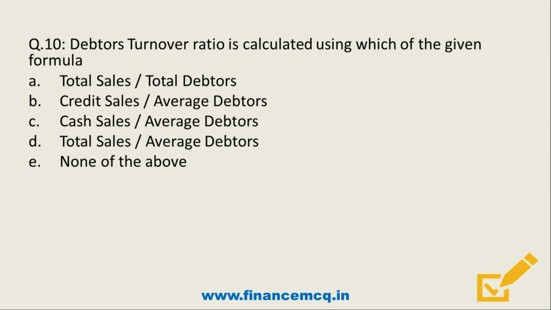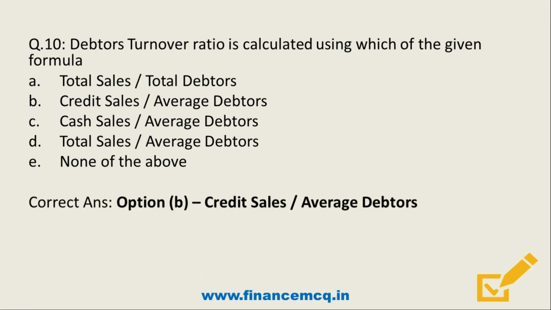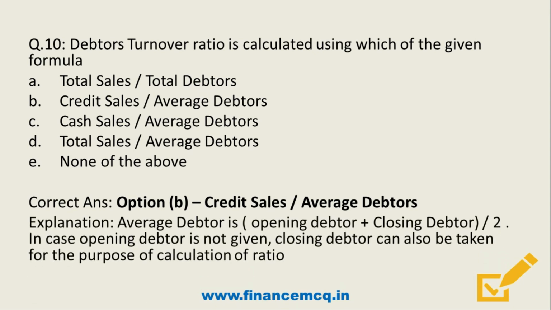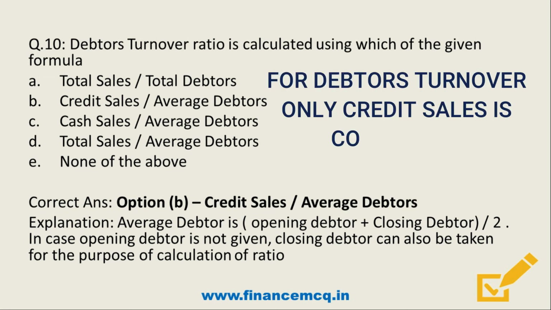Question 10. Debtors turnover ratio is calculated using which of the given formula? Option A, total sales upon total debtors. Option B, credit sales upon average debtors. Option C, cash sales upon average debtors. Option D, total sales upon average debtors. Option E, none of the above. So what's the correct answer? It's option B, credit sales upon average debtors. Friends, for calculating debtors turnover ratio, only credit sales is considered and not the cash or total sales. So do remember this point.